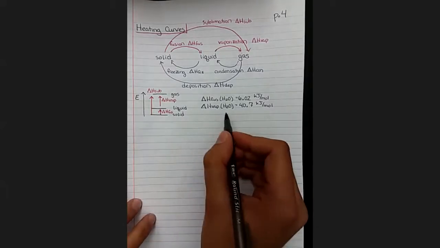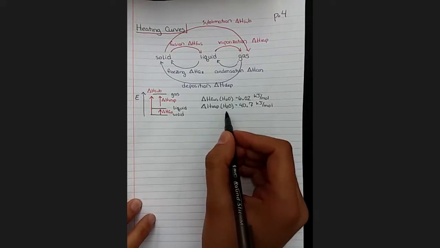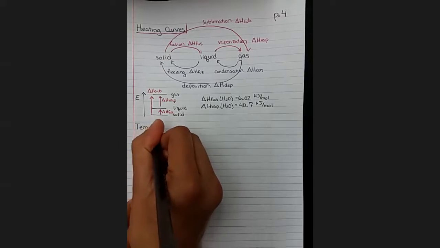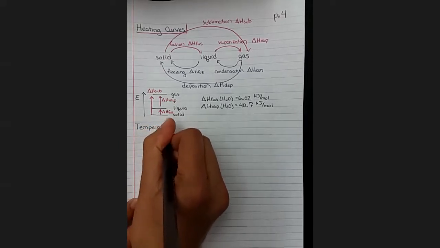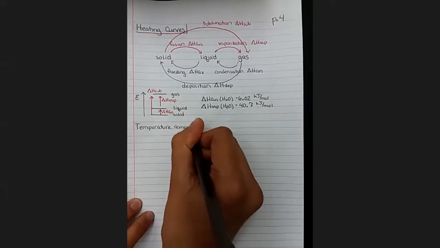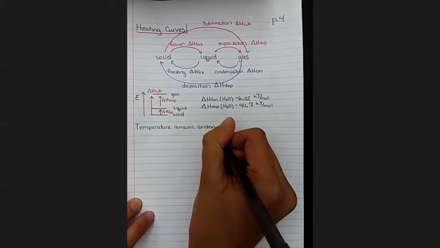So these enthalpy values are useful for telling us how much energy is needed to change the state. And so it's important to realize that while this phase change is happening, the temperature is not changing. The temperature remains constant during a phase change.